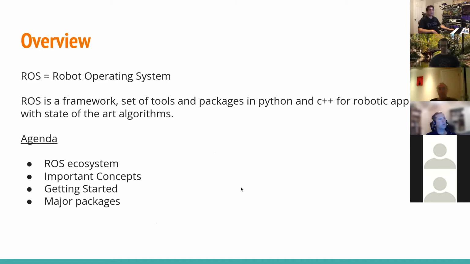Okay, overview. ROS equals Robot Operating System. It's a framework, a set of tools and packages in Python and C++ for robotic applications. And it's got state-of-the-art algorithms. There's been a whole lot of university research throughout the years that's been building up to a lot of this capability. We're going to talk about the ROS ecosystem, some important concepts in ROS, how to get started, and talk about some of the major packages in ROS.